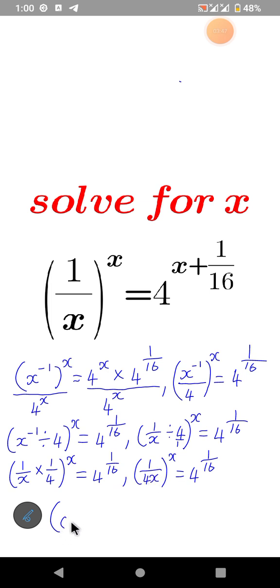I will say 4 raised to the power of x raised to the power of minus 1, according to the law of indices. Then all raised to the power of x equal to 4 raised to the power of 1 all over 16. Then from here, my next step will be to raise both sides to the power of minus 4. So I'm going to raise both sides to the power of what? Minus 4.